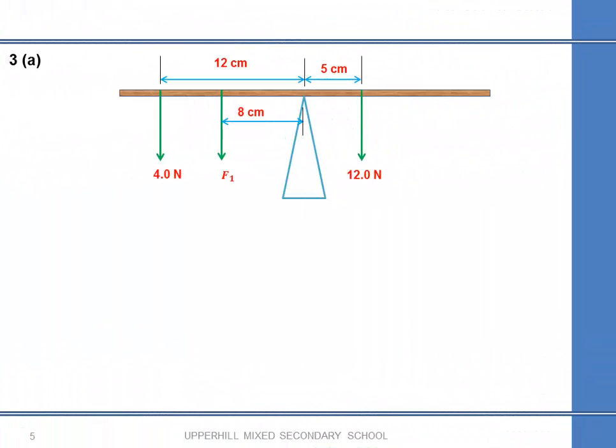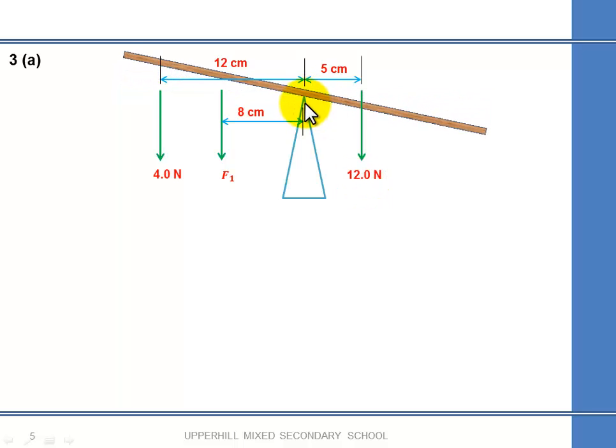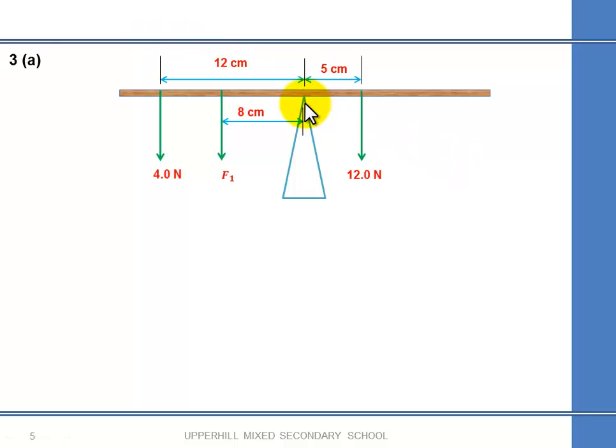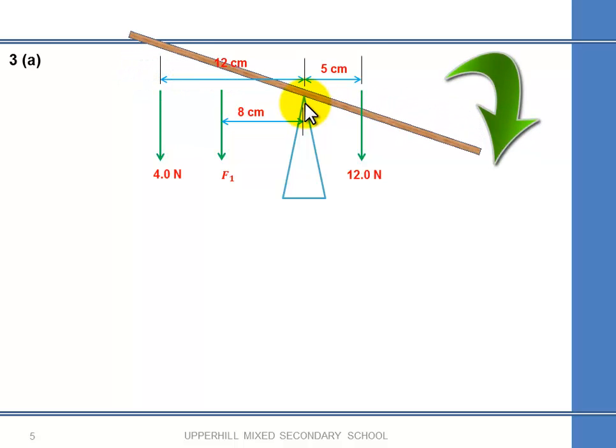In this question, we need to determine the direction in which each one of these forces tend to turn the system about the pivot. This is the pivot. In which direction does the 12 Newton force tend to turn the system about this point? If we assume F1 and the 4 Newton force are not there, then the 12 Newton force turns the system clockwise about the pivot as shown.